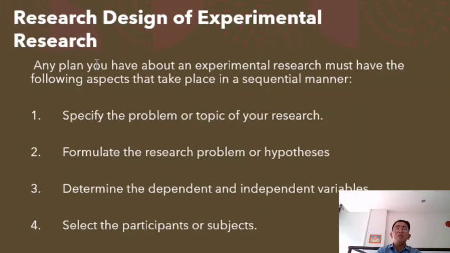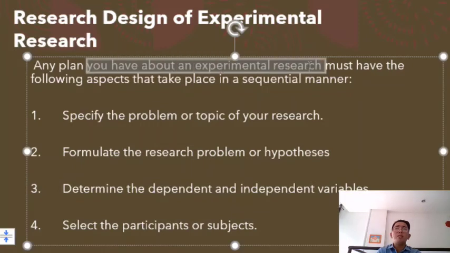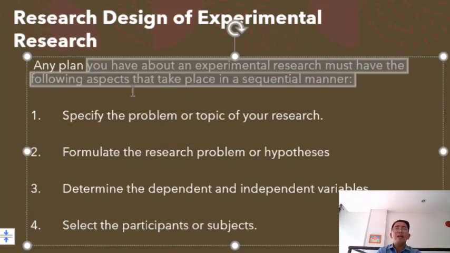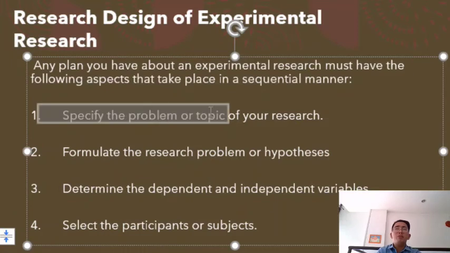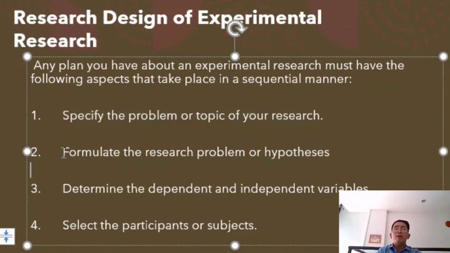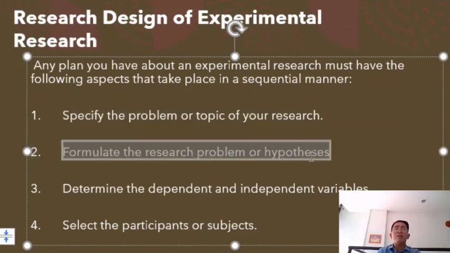Any plan you have about an experimental research must have the following aspects that take place in a sequential manner. First, specify the problem or topic of your research. In any research, may it be experimental or non-experimental, you really have to specify the problem or the topic of your research, or the thing that you want to solve or discover. Then formulate the research problem or hypothesis.